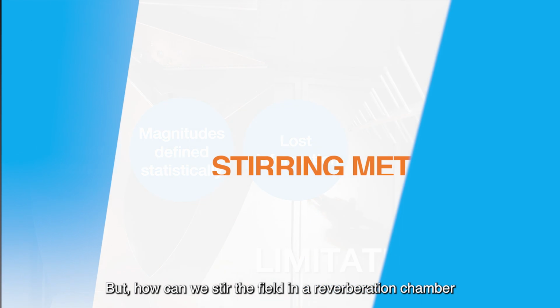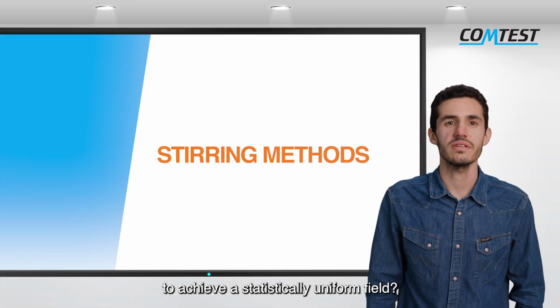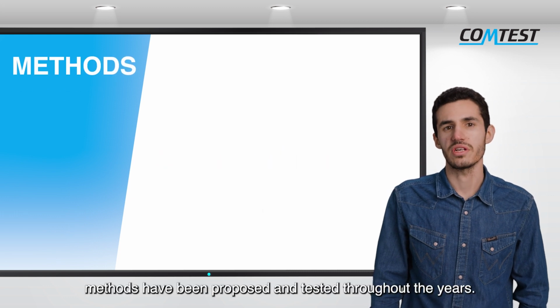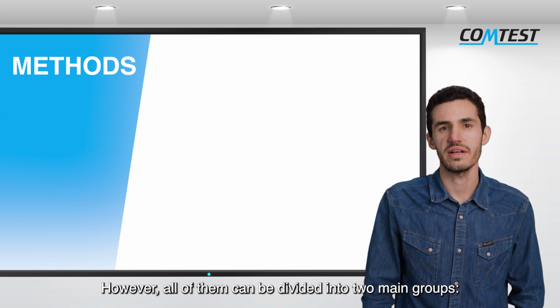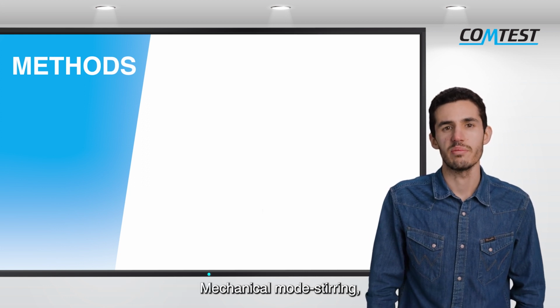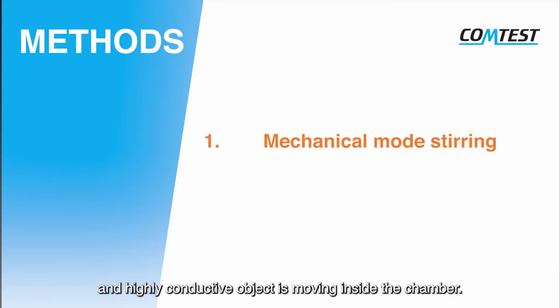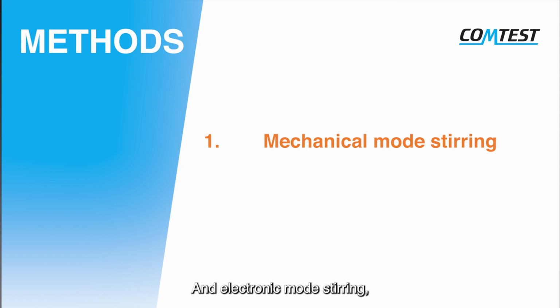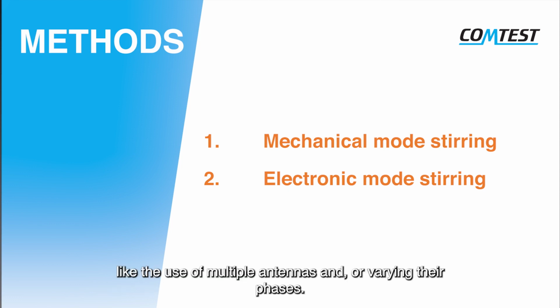But how can we steer the field in a reverberation chamber to achieve a statistically uniform field? Multiple steering methods have been proposed and tested throughout the years. However, all of them can be divided into two main groups. Mechanical mode steering, where an electrically large and highly conductive object is moving inside the chamber, and electronic mode steering, where the time-changing boundary conditions are achieved by electronic means, like the use of multiple antennas and/or varying their phases.